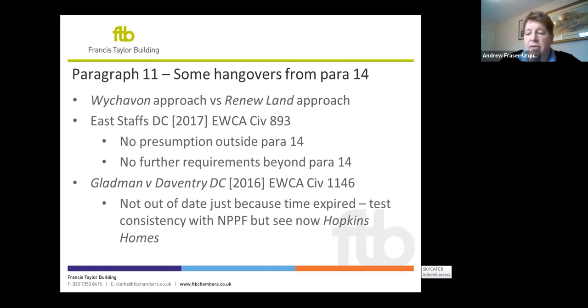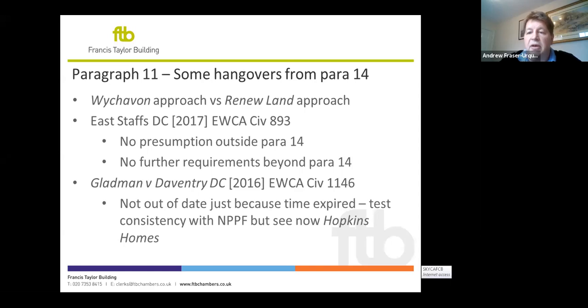paragraph 11. Now, for some years, I used to cross-examine witnesses. If I was acting for a local council, I would cross-examine witnesses and invite them to identify something other than paragraph 14, which gave effect to the presumption in favour of sustainable development. And they were never able to do so simply because there wasn't anything which gave effect to the presumption in favour of sustainable development apart from the words of paragraph 14.